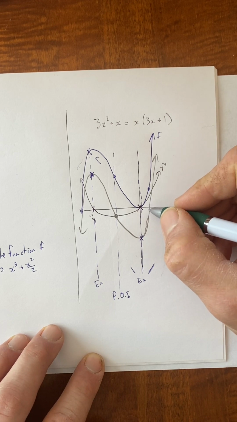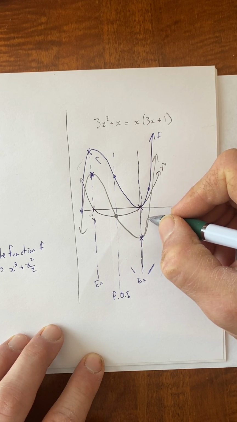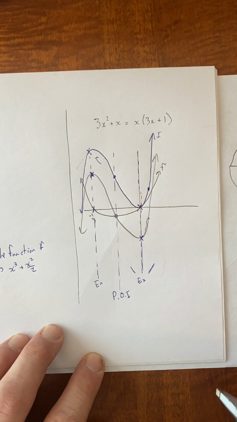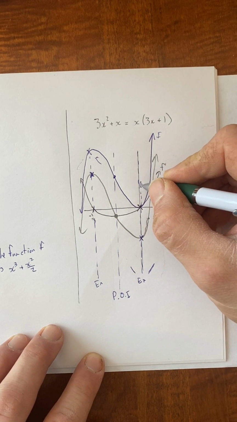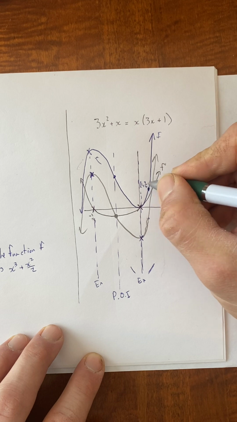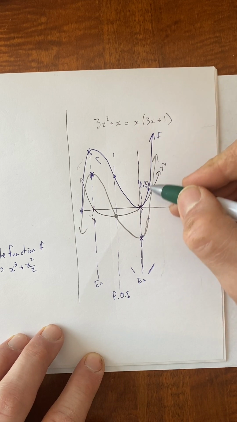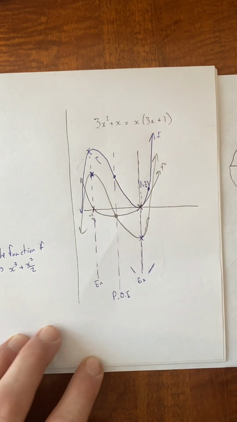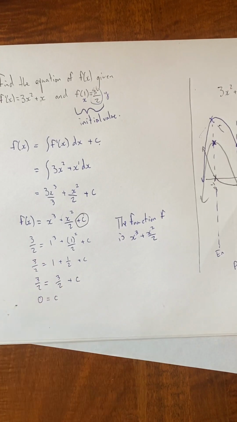As you can see, this one clearly didn't go through 1 and 3 over 2 because it would maybe be at 1 and negative 3 over 2. So this initial point of 1 and 3 over 2 anchored my function in space. And that's how you solve an initial value problem.